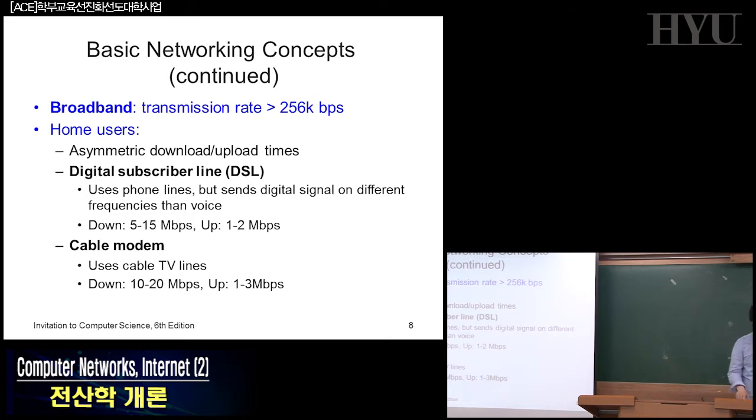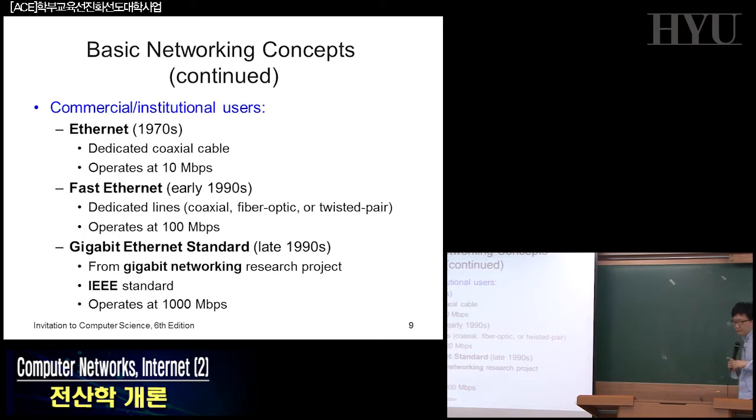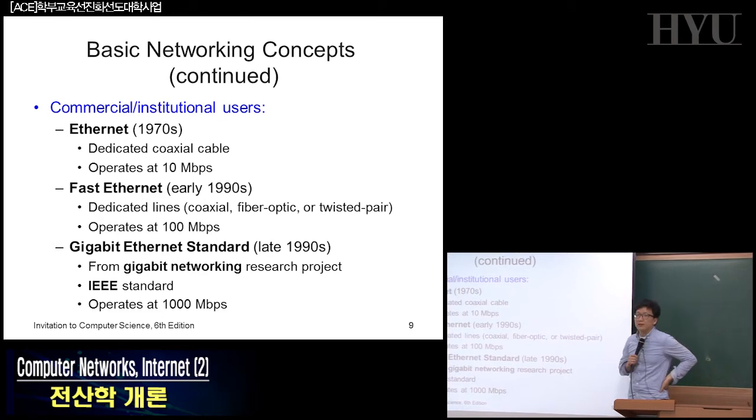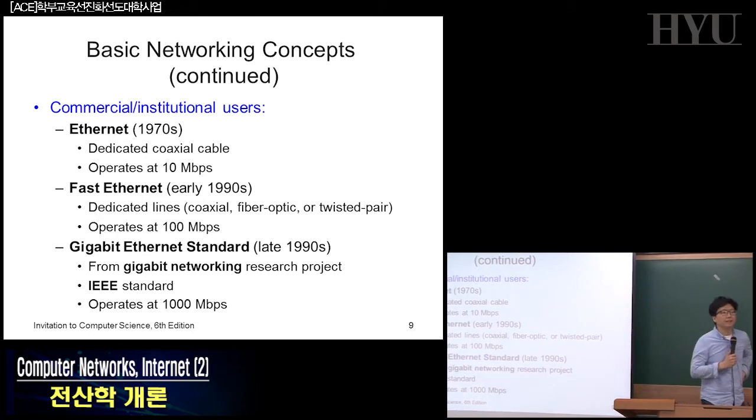Anyway, we all know this. I'm going to skip a few slides. And then the basic networking concept continues. Commercial and institutional users, people like us, universities in the 1970s, they started using something called Ethernet.